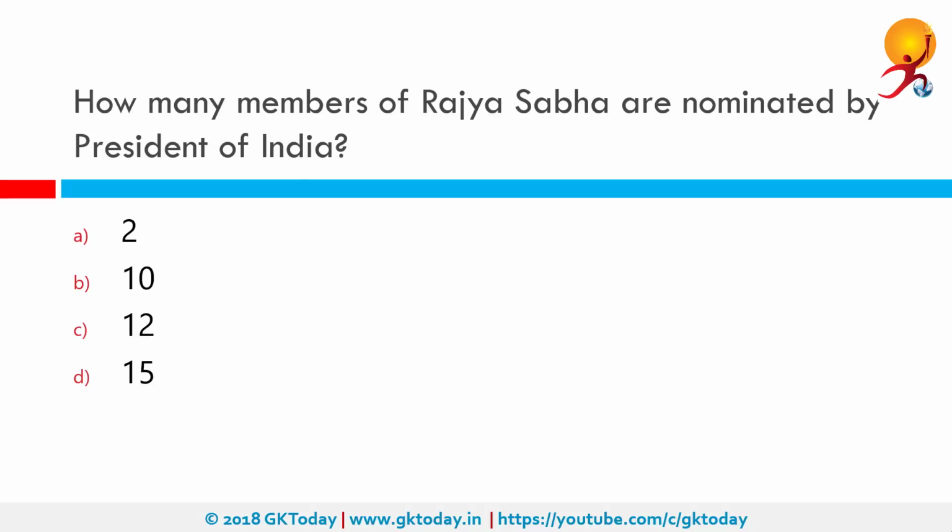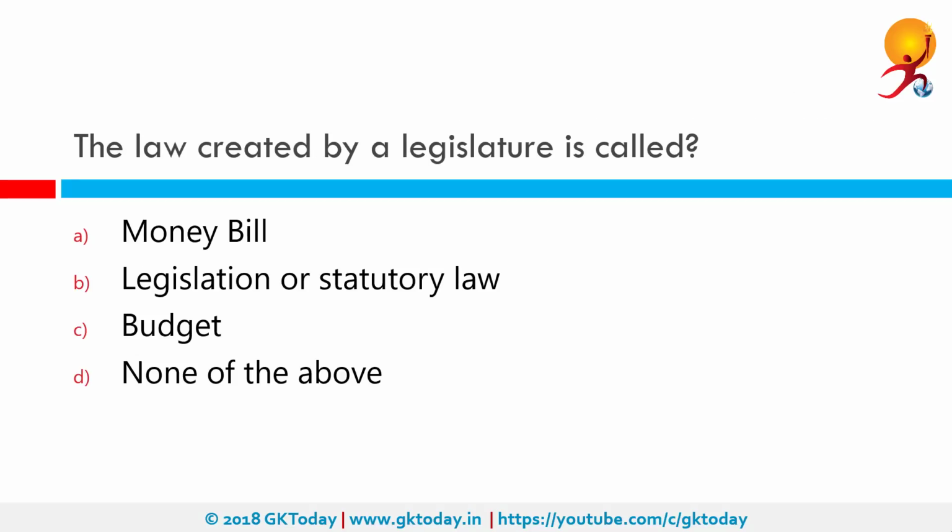How many members of Rajya Sabha are nominated by the President of India? The correct answer is 12. Rajya Sabha is the upper house of the parliament which represents the states and union territories. Its membership is fixed to a maximum of 250 members, of which 238 are elected by the representatives of states and union territories, while 12 members are nominated by the President on account of their excellence in literature, science, art or social service.